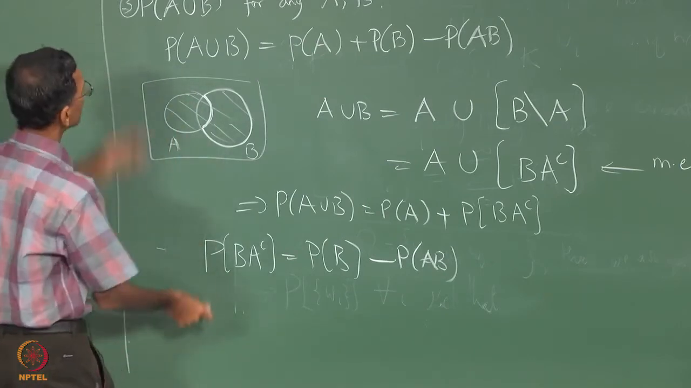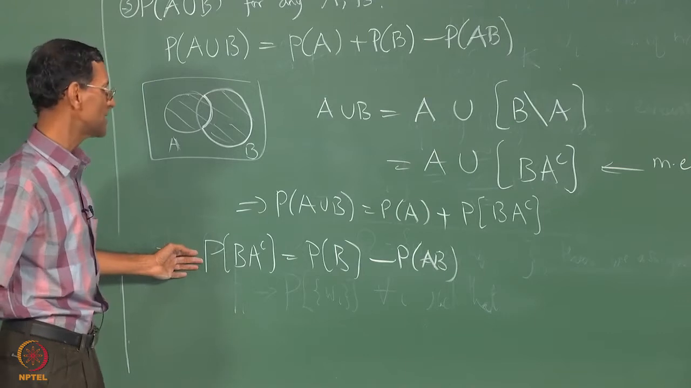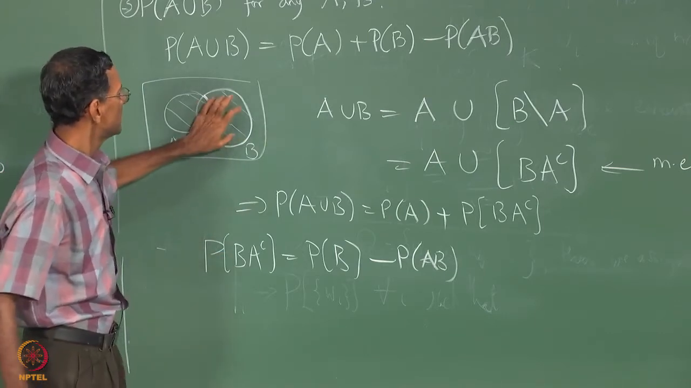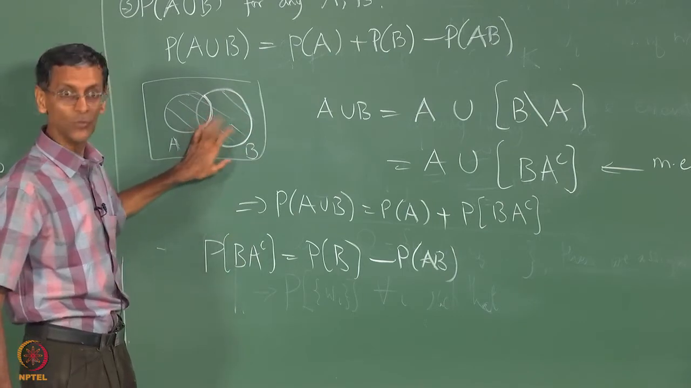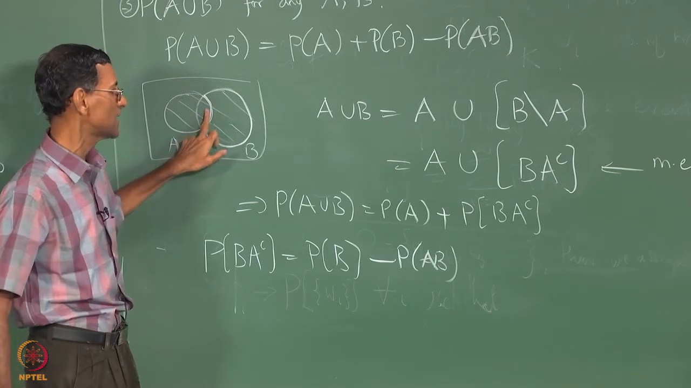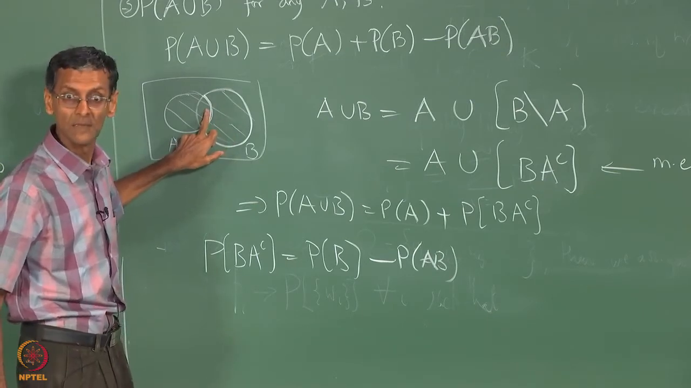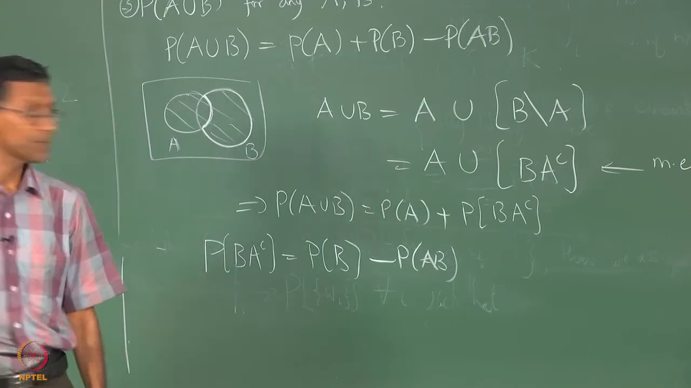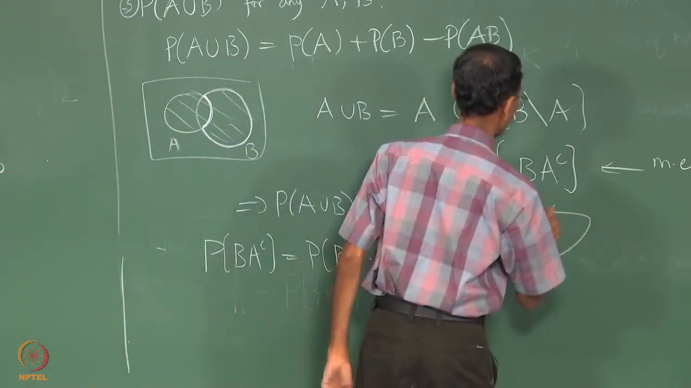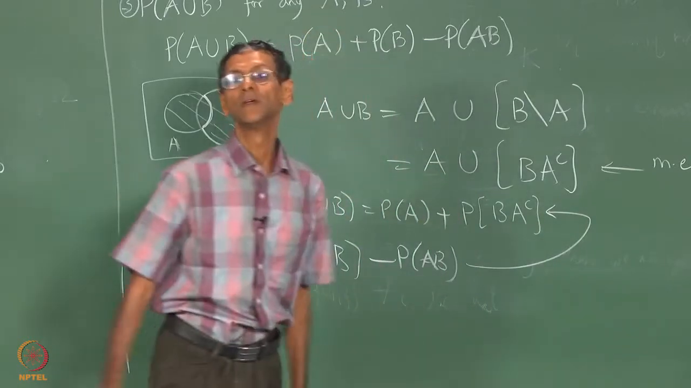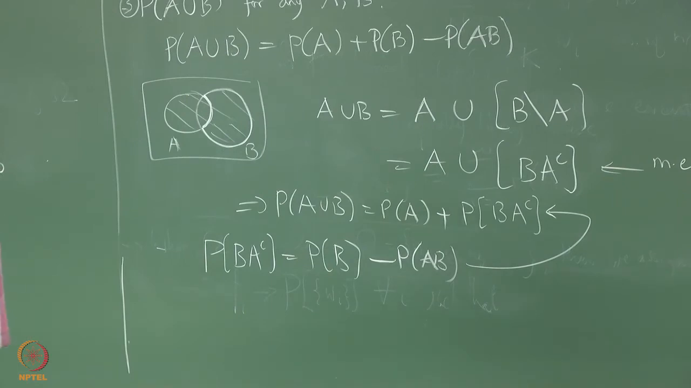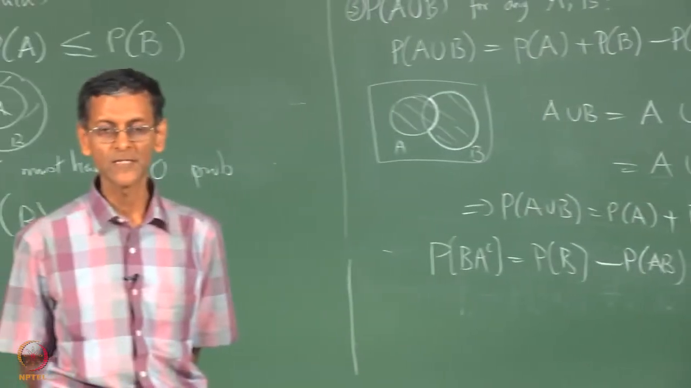This is maybe a result worth saying all by itself, because how do we get this? B itself is counted as the union of these two mutually exclusive parts. This is BAC and this is BA or AB. So clearly PBAC is PB minus PAB. So if you plug this in here, you get this result. This is a very important useful result, which works for any pair of events A and B.